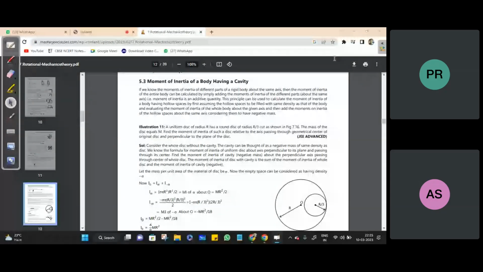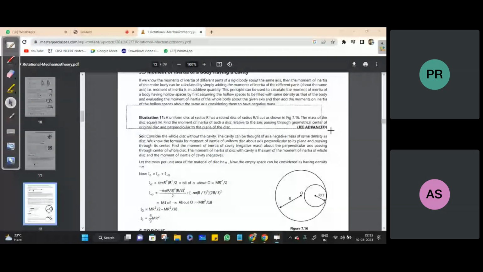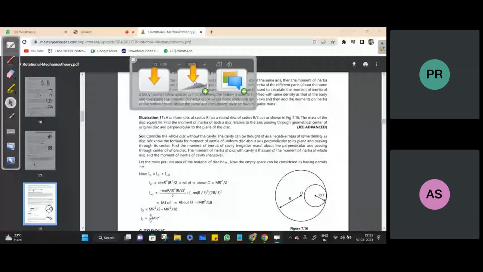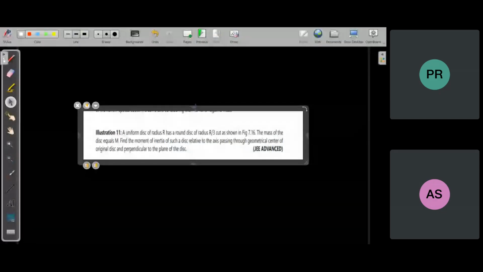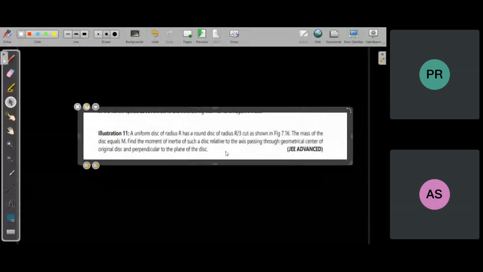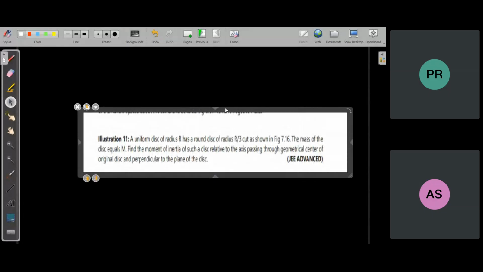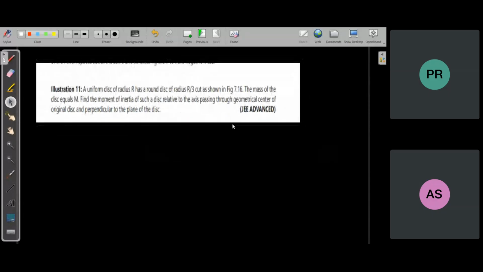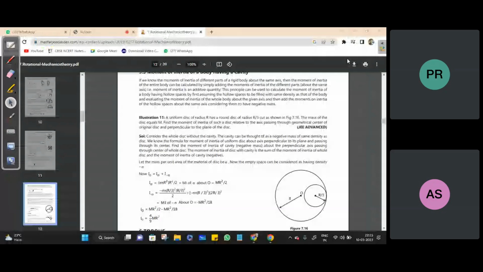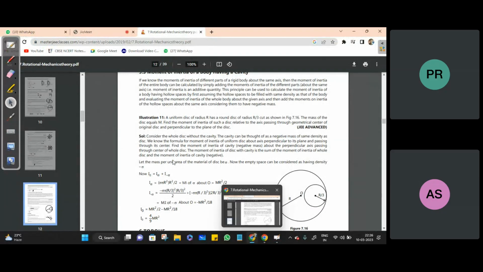You can try this question from this concept. This was asked in the JEE Advanced exam. So can I start with this question? Is the question visible to you? One minute.